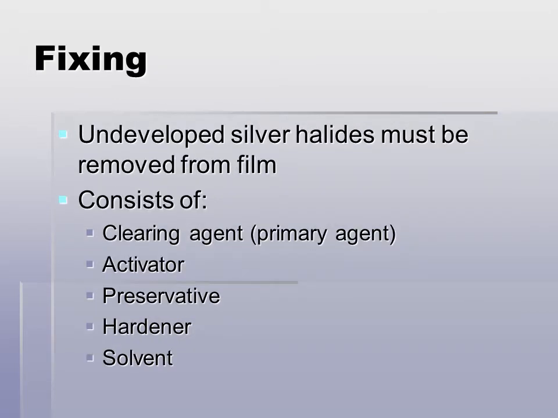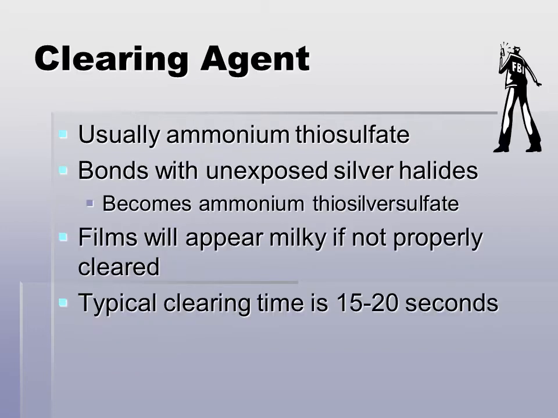Fixing. Undeveloped silver halides must be removed from film. This consists of a clearing agent, which is our primary agent this time, activator, preservative, hardener, and solvent. Again, developer does not act on the undeveloped silver halides because of the restrainer. So for test purposes, you really need to know the difference between the developer and the fixer, what they're composed of, and what each of the agents are.